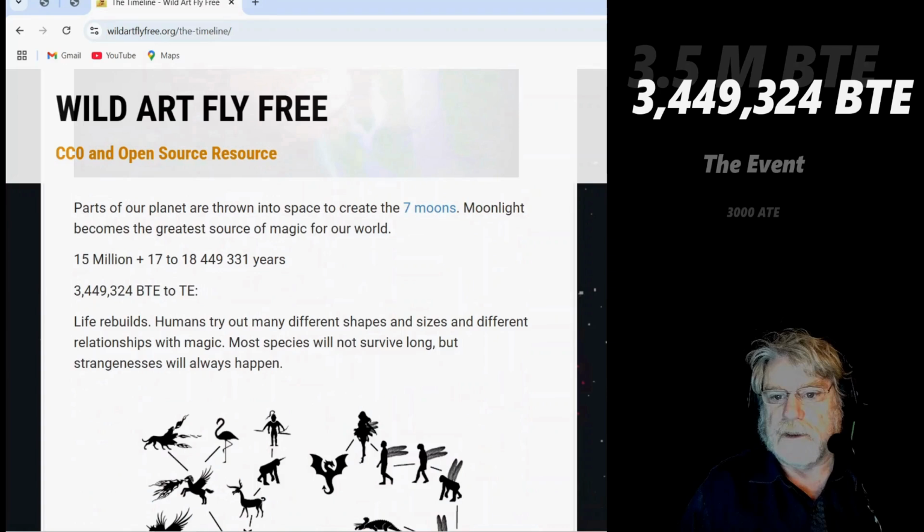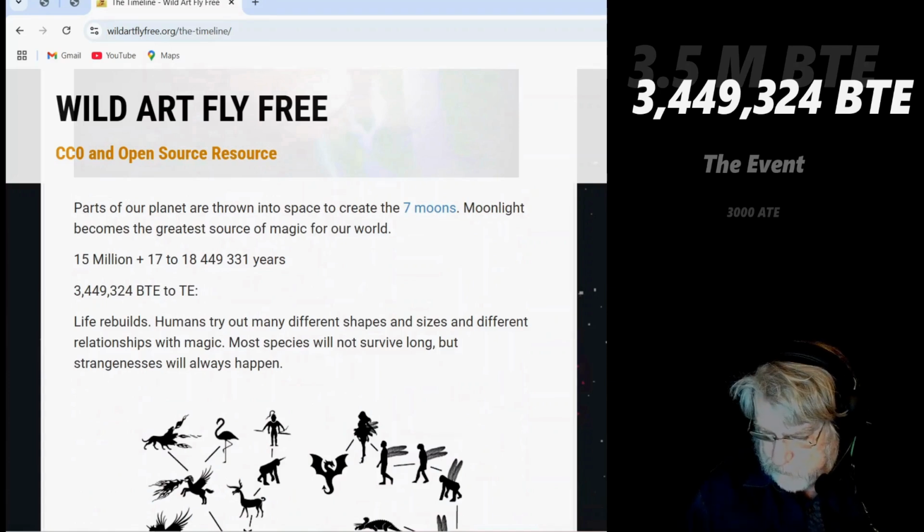Life rebuilds. So this is during the time after the moons were created and killed most of the people, most of the life. Life rebuilds. Humans try out many different shapes and sizes and different relationships with magic. Most species will not survive long, but strangenesses will always happen.